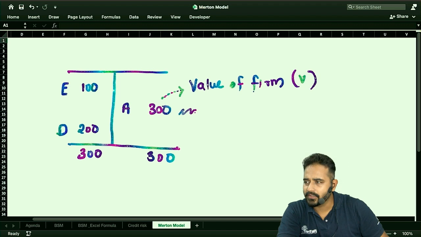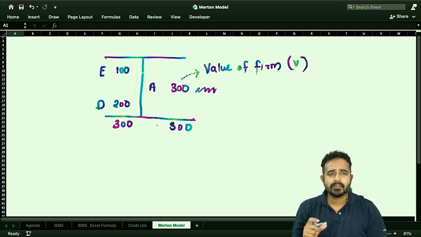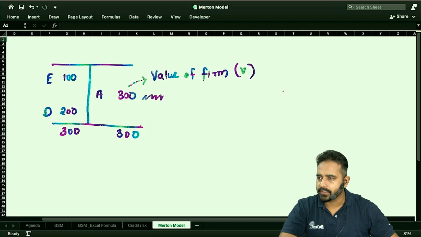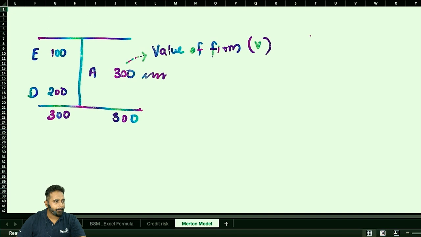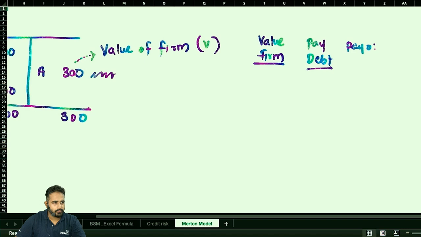What we want to look at is different scenarios, where if the value of the business is reducing, what happens to the value of equity over a period of time? So we'll start building different scenarios here. Let's build those scenarios this side. So let's look at different scenarios of value of business. Okay, so value of the firm, V. And then what would be the payoff given to the debt, right? And what would be the payoff given to the equity? So, payoff to equity.